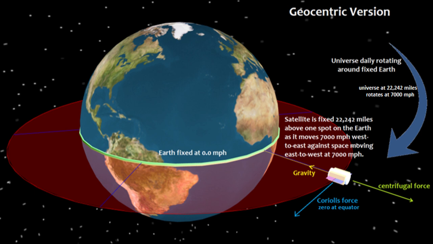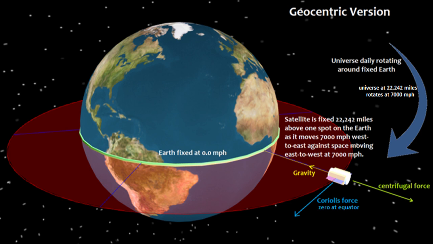In other words, the satellite will thrust west to east while the universe is moving east to west. In order for the satellite to stay exactly one position above a fixed Earth and not be carried around by the turning of the universe east to west, the satellite must be given a thrust of 7,000 miles per hour in the opposite direction, that is, west to east. Since in the geocentric system there will be a real and precise centrifugal force generated by the rotating universe at 22,000 miles above the Earth, the gravity of the Earth must have an equal and opposite force to pull on the satellite so that it doesn't fly off into space.